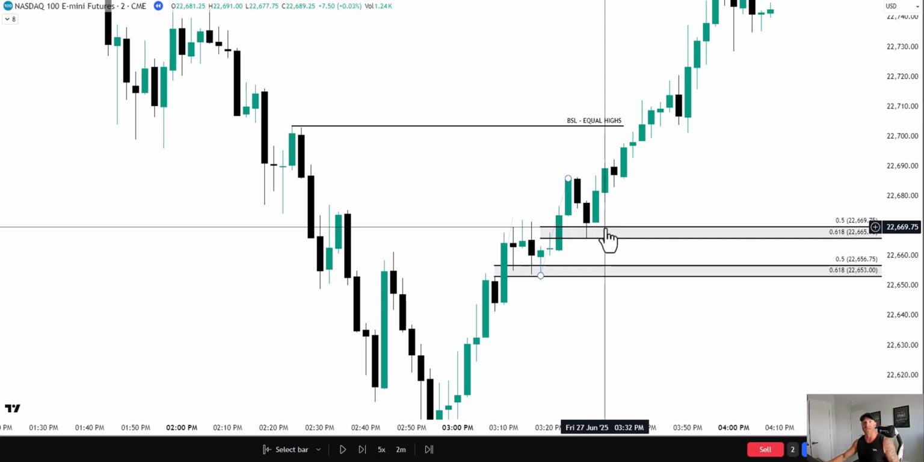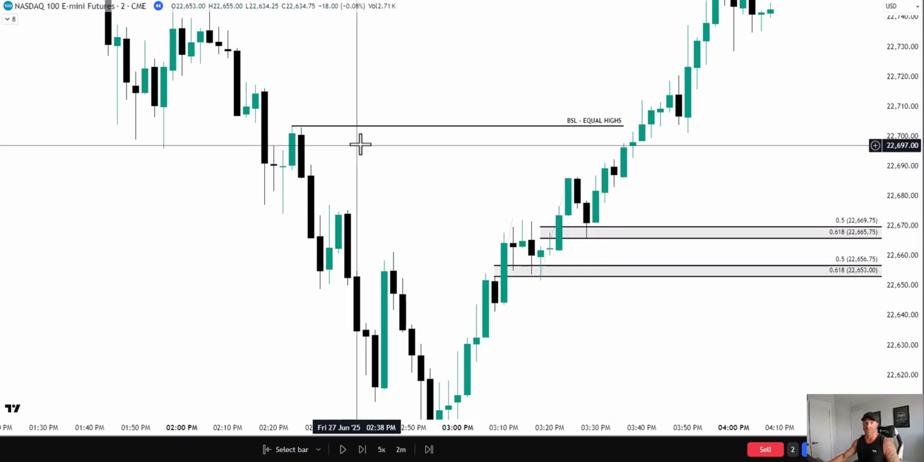Now, same thing with the short side. We want to see price retrace back up past that 50% area. Then we're now in a premium area. We can enter the trade targeting the sell side liquidity. This is a great concept, and you really have to know about fib retracements.